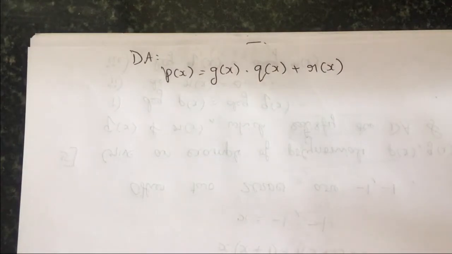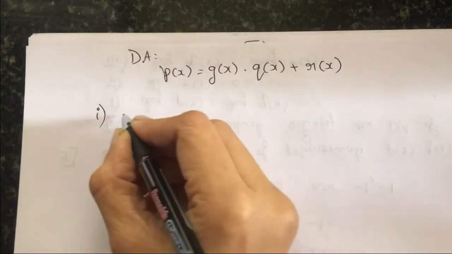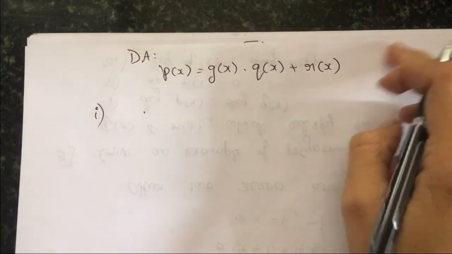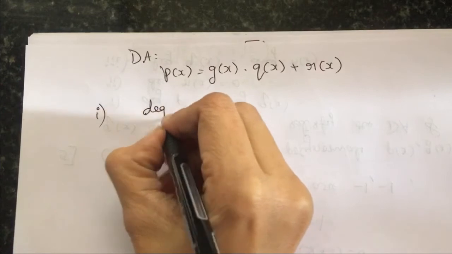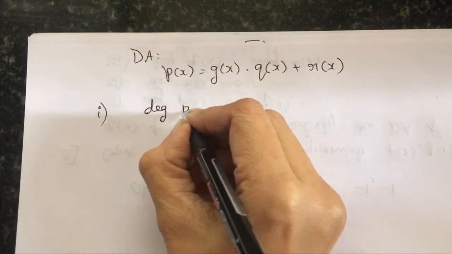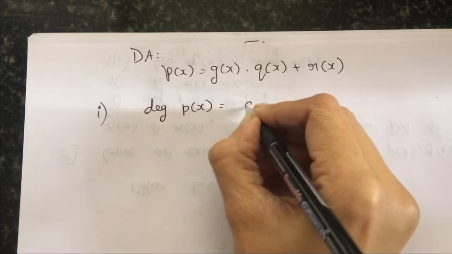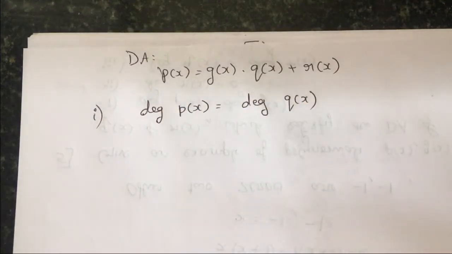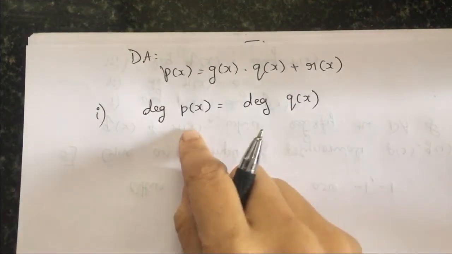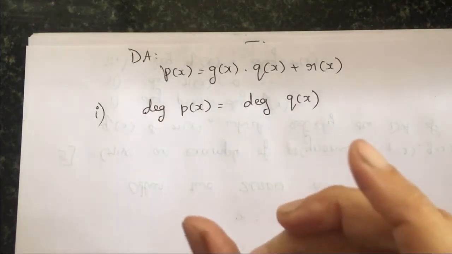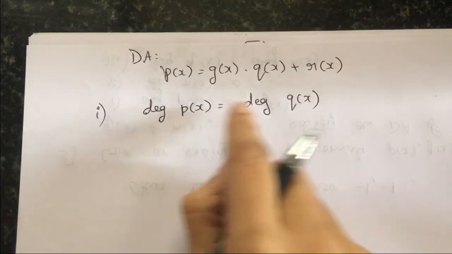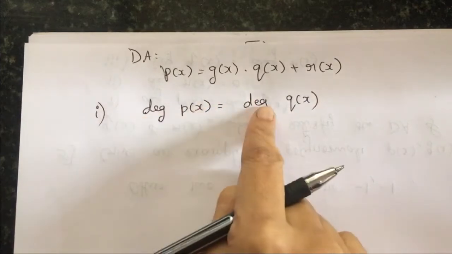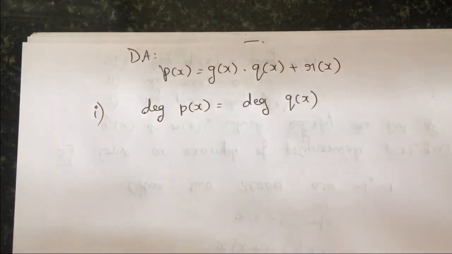First thing is you need to find the polynomials in such a way that they satisfy this, along with the condition that degree of p of x is equal to degree of q of x. They are asking you to find p of x and g of x in such a way that their degrees are equal and they satisfy this condition.